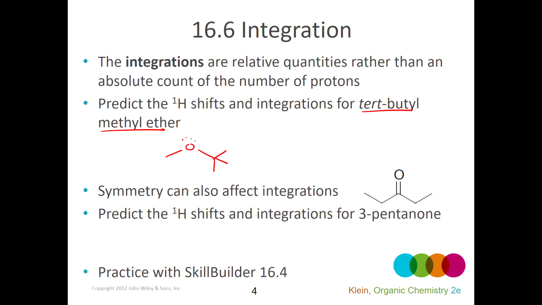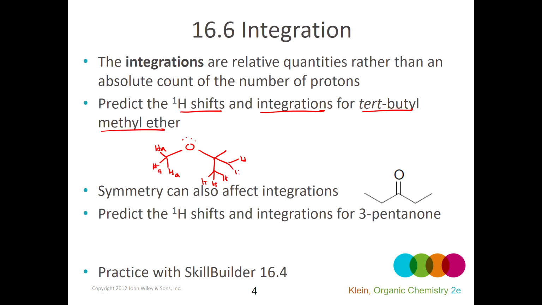So if I gave you this structure and asked where you would expect to see the signals and what their integrations would be, we're not going to worry about splitting patterns or multiplicity yet. We can talk about that a little bit later today. First, I would want to draw the hydrogens in. So I've got 3 hydrogens here of this type. Because there's free rotation around this single bond, all 3 of these hydrogens have the same equivalent environments. And over here, there are 9 hydrogens.